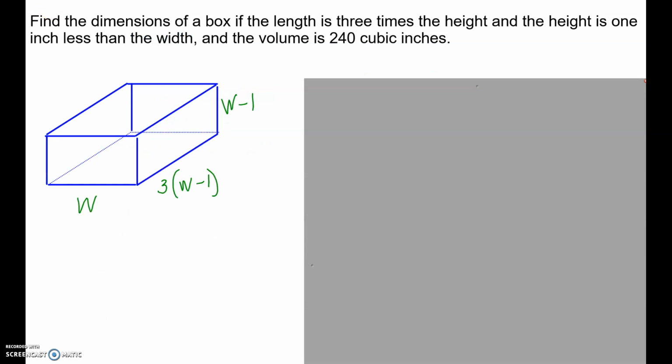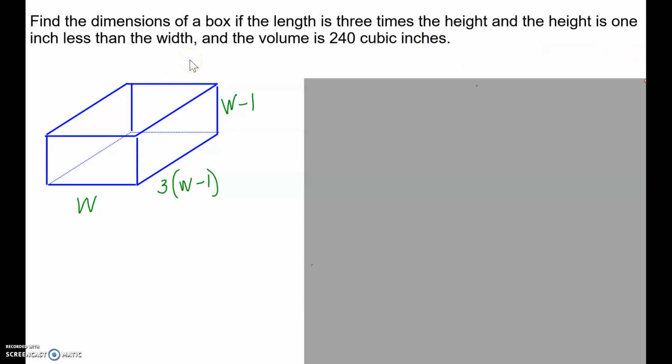This time we're told that the dimensions of the box, the length is 3 times the height, and the height is 1 inch less than the width, and then we're also given the volume of 240 cubic inches. Okay, so I have to try to figure out what should be the unknown here. Length is given in terms of height, so maybe it's height, but then I keep reading and it says height is given in terms of width.